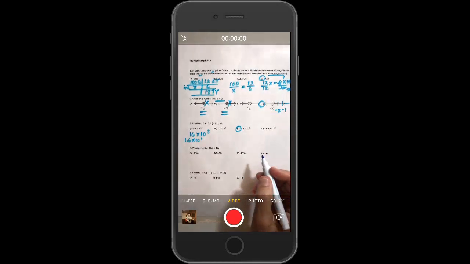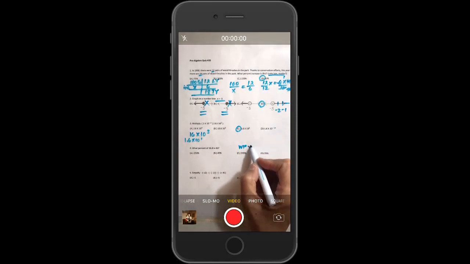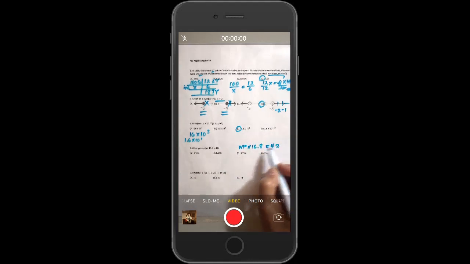Now number 4, you have an equation, P times 16.8 equals 42. You would divide by 16.8 on both sides, and that's a weird looking division. I probably wouldn't do that. I would probably reduce. I reduce that to 21 and 8.4, and actually these will both divide by 3, and that's 7.